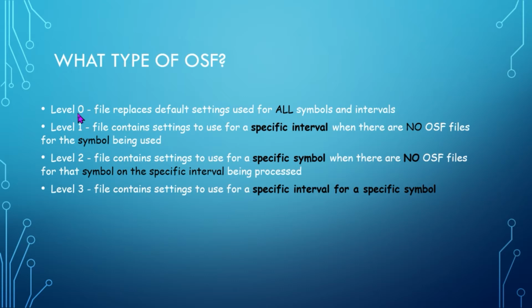Level 0 creates a file that will overwrite your default settings in the tool and can be used for all symbols and intervals. So it's basically more of a global file type that can be used on anything.